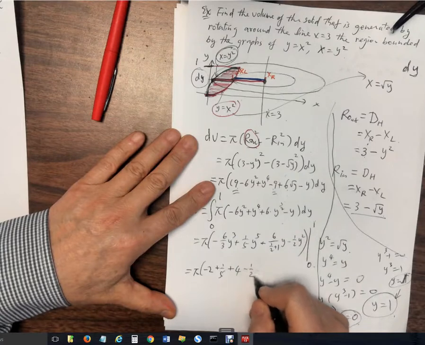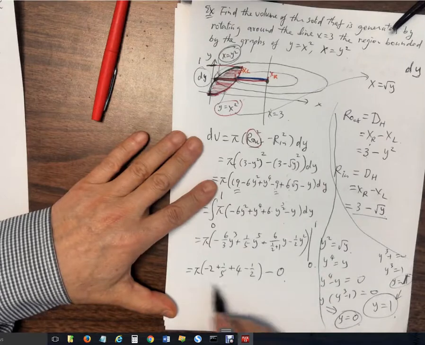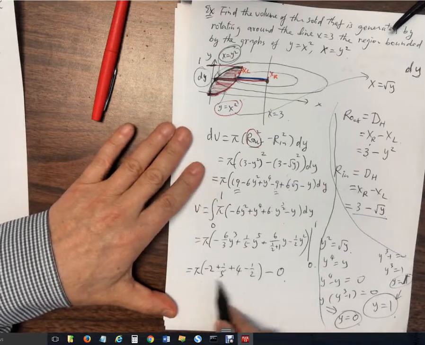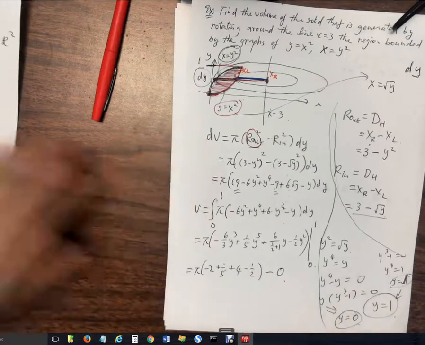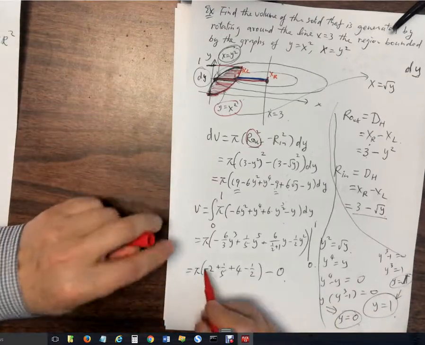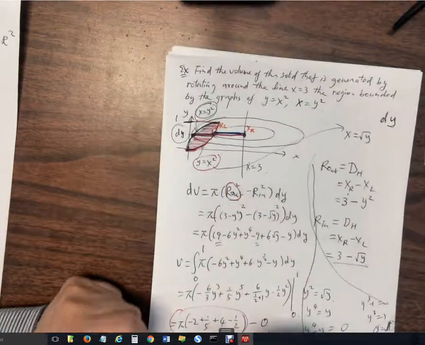And it's 1/2 minus all 0. Well, again, with the calculator, it should be pretty easy to figure out what this is. And this will be our final answer, the volume of the solid.